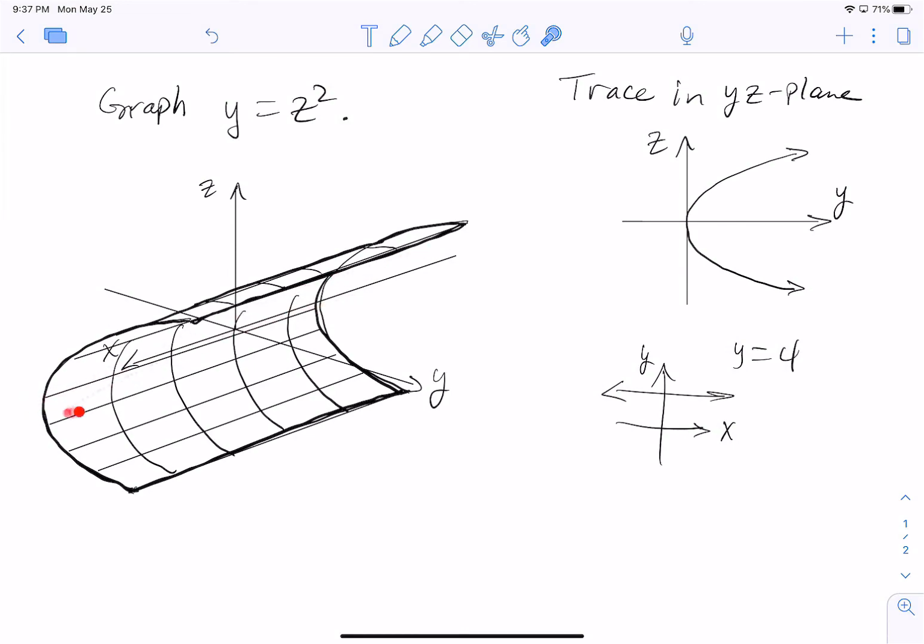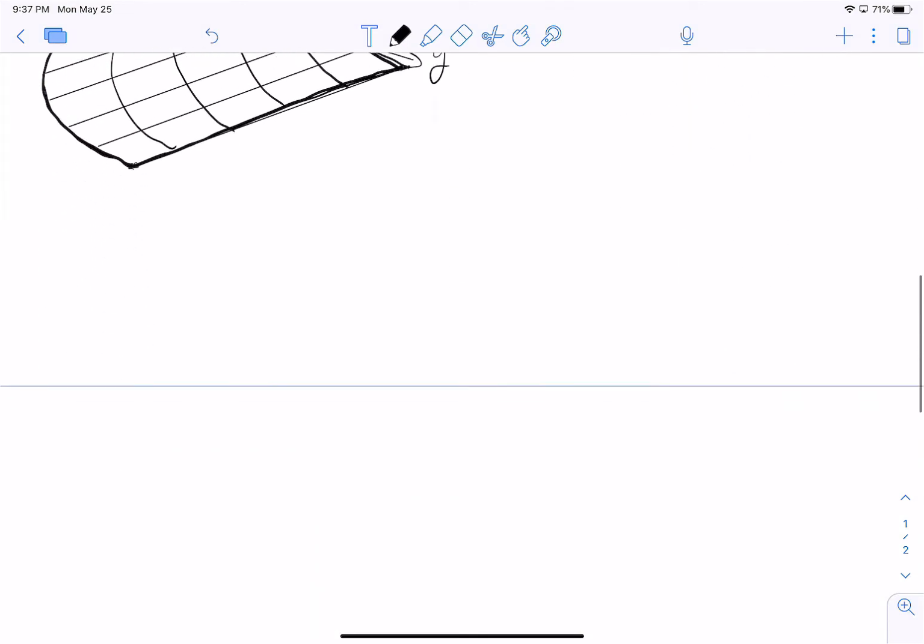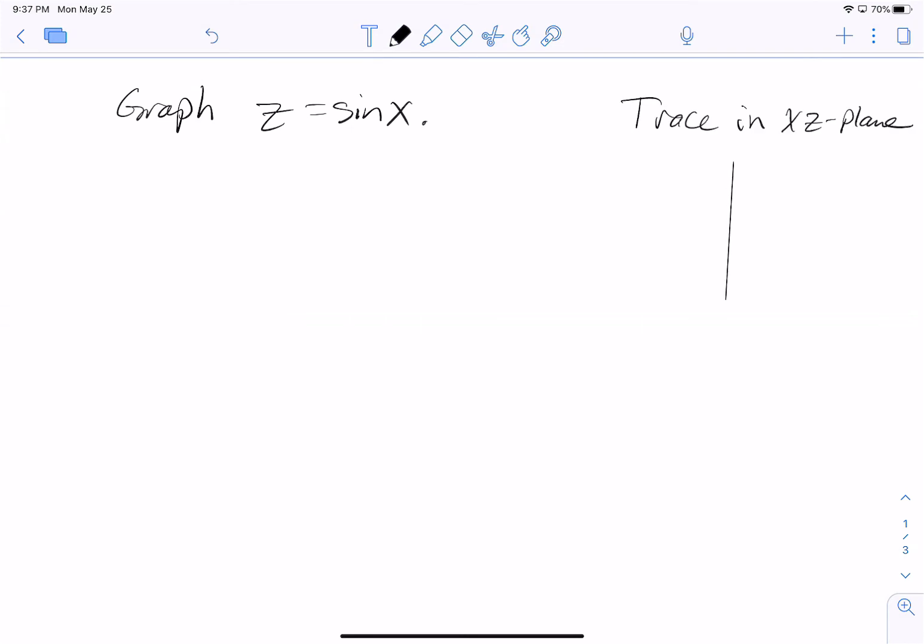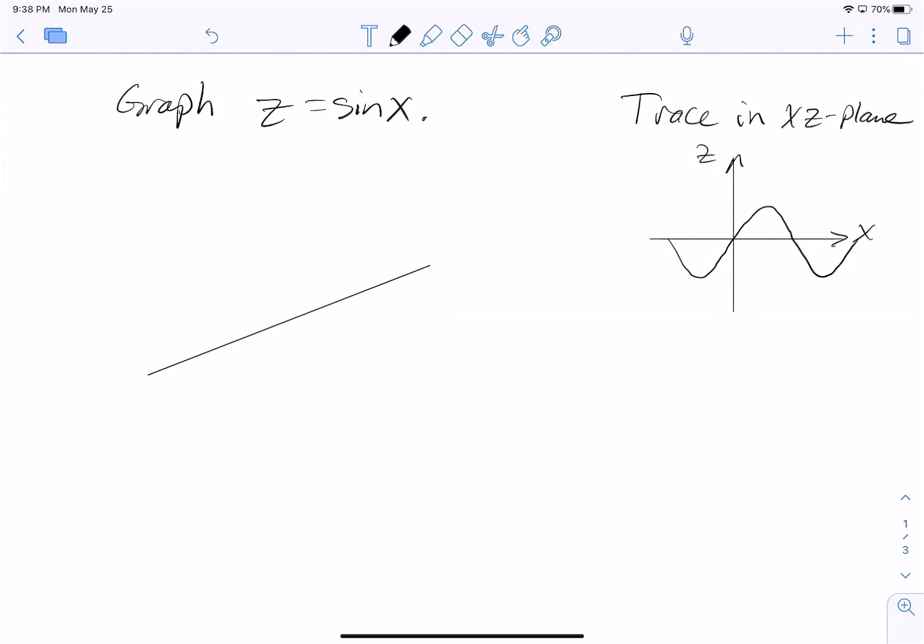Well, that was such a fun challenge. Let's do another one. We're going to graph z equals the sine of x. Now we can consider the trace, this time in the xz plane. And the trace in the xz plane is a normal looking sine curve. And now we're going to try to translate that, and we're going to succeed in translating that into R3.